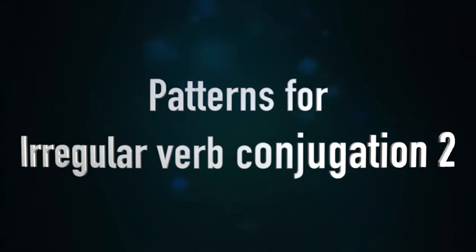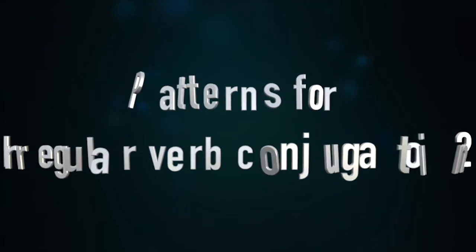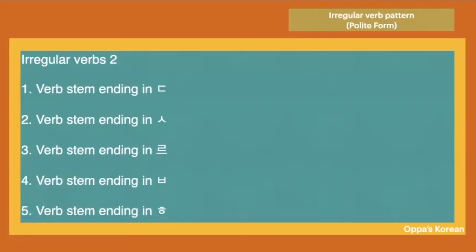In this video, I will deal with these 5 patterns: verb stems ending in ㄷ, ㅅ, ㅎ, ㅂ, and ㄹ. Before I explain the irregular verb patterns, note that irregular verb patterns are about stem change. In irregular verbs, the stem changes, but you can still use the regular verb endings.